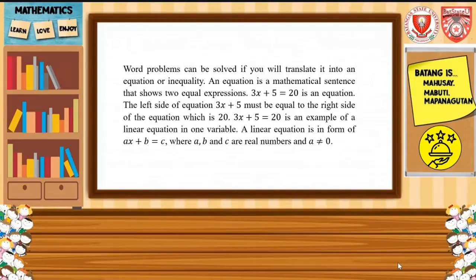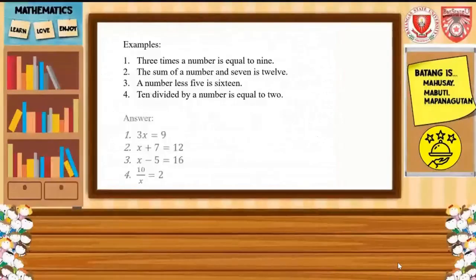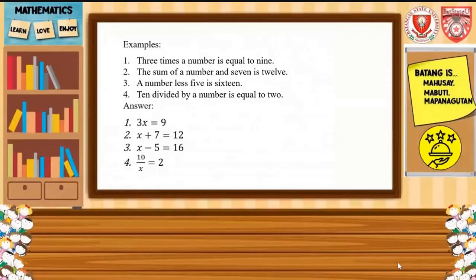A linear equation is in the form ax plus b is equal to c, where a, b, and c are all real numbers and a is not equal to 0. Here are examples of linear equations in one variable. Number 1: 3 times a number is equal to 9. We can translate it as 3x is equal to 9.